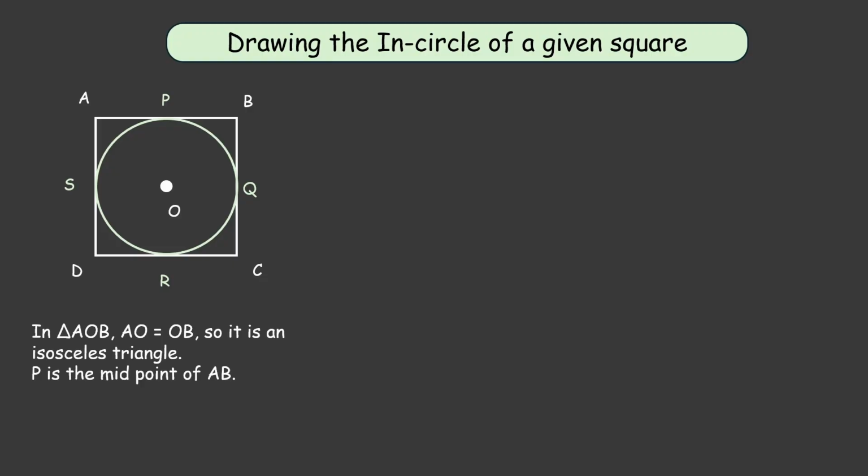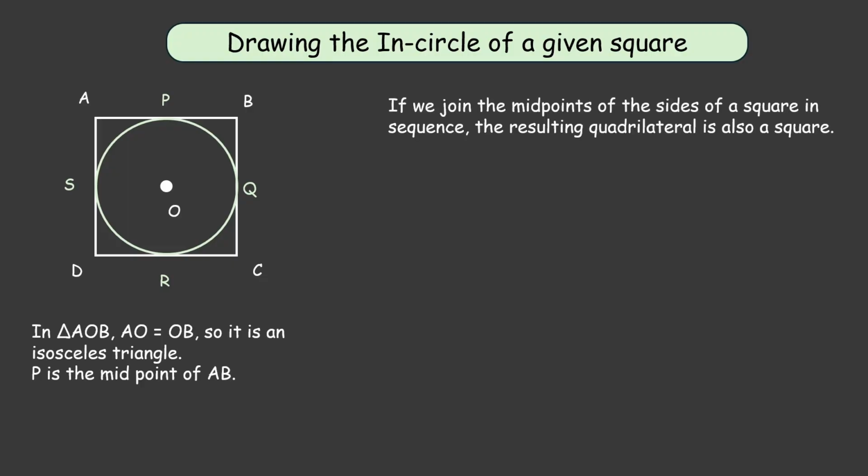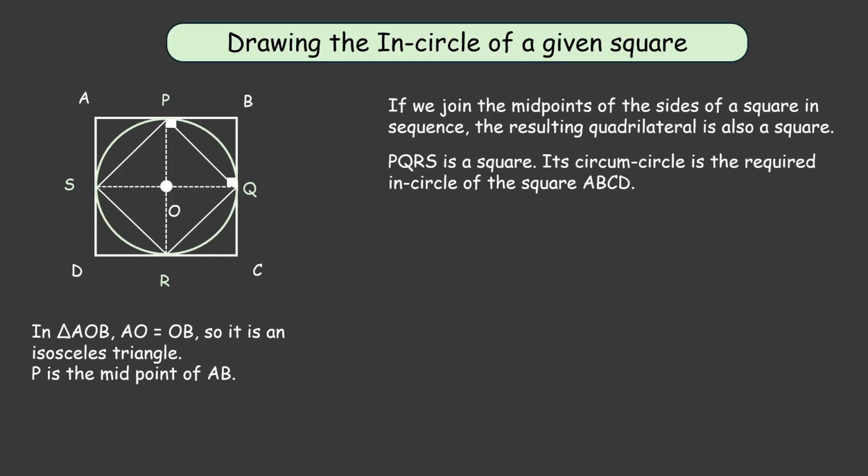Now, if we recall, joining the midpoints of the sides of a square in sequence gives a quadrilateral, which is actually a square. Now, let us just make the diagonals of the square PQRS. Now, since we already saw that this makes 90 degrees over here, and OQ is also making 90 degrees with BC because BC is the tangent and OQ is the radius. Now, interestingly, the circumcircle of the square PQRS, that is this one, is also the incircle of the square ABCD.